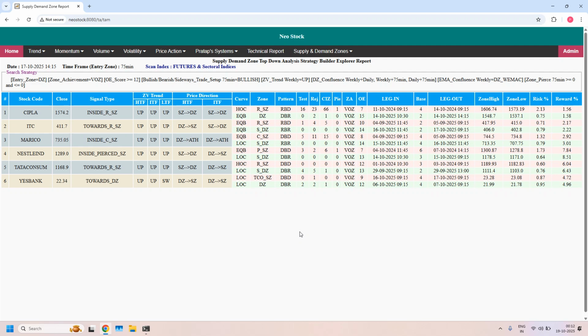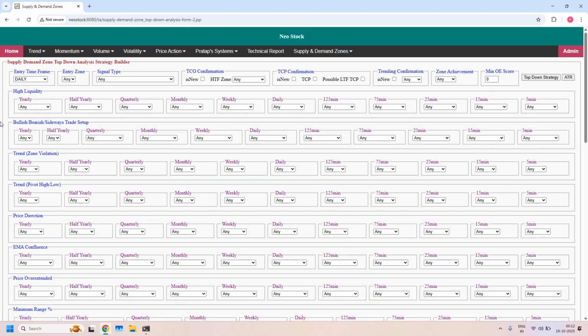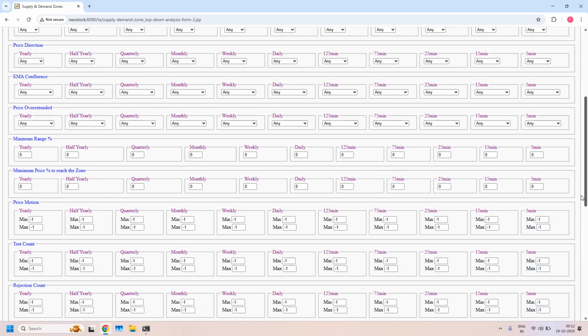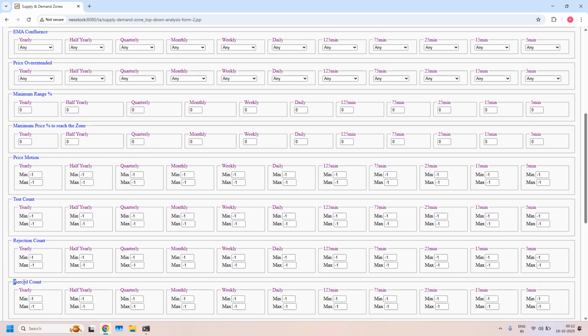Next, I will generate bearish trade setup for weekly income trade. So here entry time frame should be 75 minutes, entry zone supply zone, bearish trade setup. So bullish, bearish at 75 minutes, I am selecting bearish. Zone achievement violated opposing zone. Minimum odd enhancer score 12. And also 75 minute supply zone should not be pierced. So in the pierced count, at 75 minutes time frame, minimum value 0, maximum value 0.